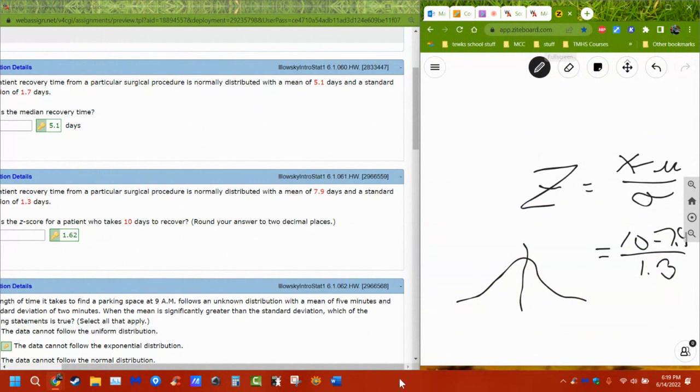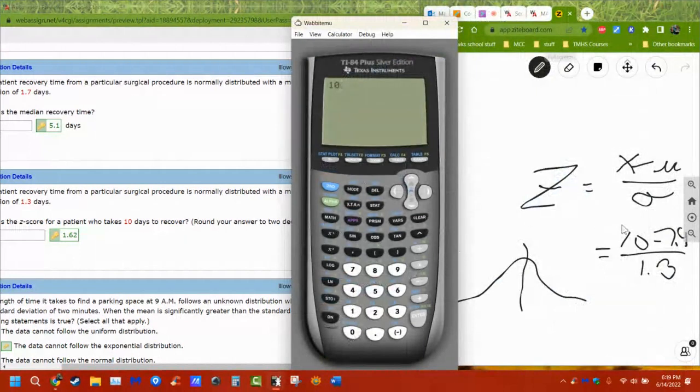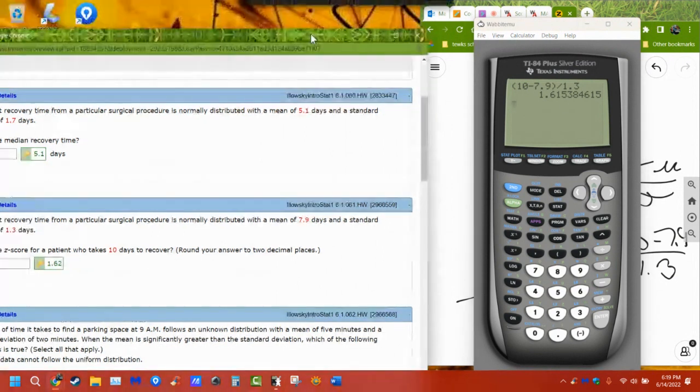Anyway, we just go to the calculator and ask it to do the math. Remember, because this is in a fraction, we need to make sure that part is in parentheses. So parentheses 10 minus 7.9, close parentheses, divided by 1.3, or you can do it in parts. Either one is fine. This gives us a value of 1.62, because they want two decimal places. So it's 0.62 standard deviations above the mean. Now we can compare that to 8 days and see how far away that is from the mean, and get a better idea, as this is normalized, of where things go.